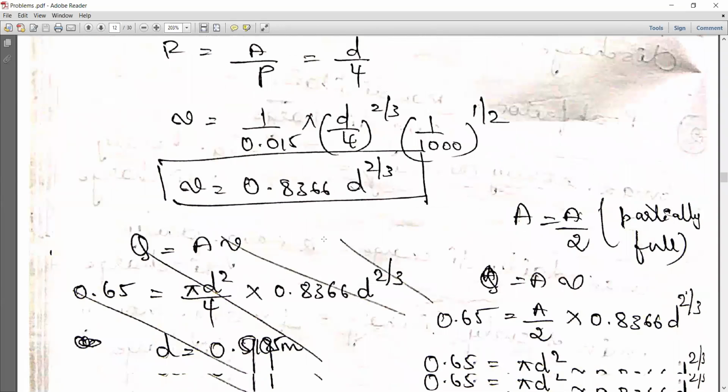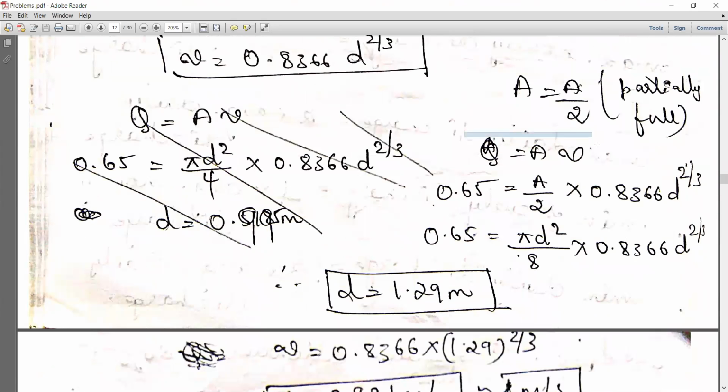Only when you substitute in Q is equal to A into V, in that formula, the A value will be A by 2 because it is partially full. So whatever the area that you will be taking is pi D square by 4, no? So that will become pi D square by 8 because A by 2 you are taking. Other than that, velocity, all things will be the same. You have to find out the velocity at the end.